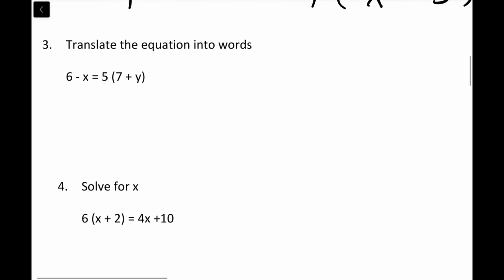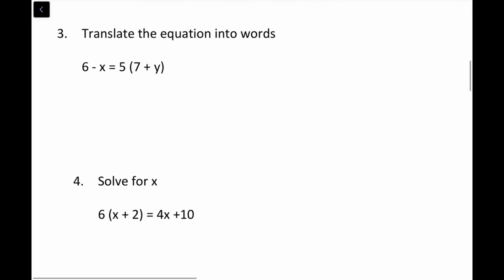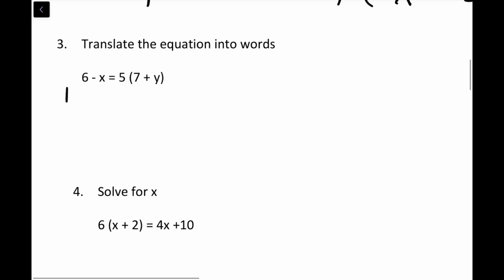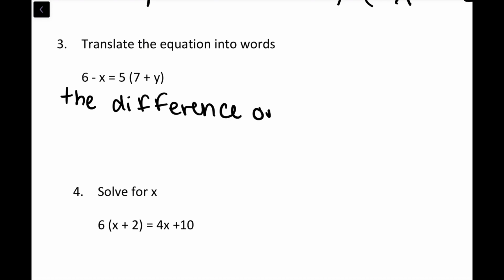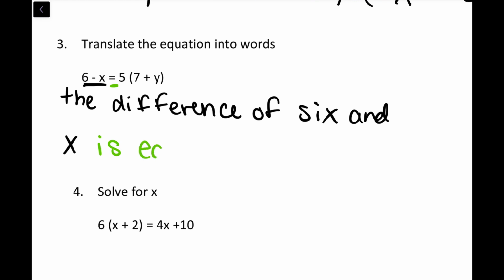So now for 3, we want to translate the equation into words, so the opposite of what we just did. So I've got 6 and then a subtraction sign, so 6 minus x, or I could put the difference of 6 and x. So I've covered my left side of my equal sign. So I've got to get my equal sign. So I could say is equal to, equals, is equivalent to. I'll just put is equal to.